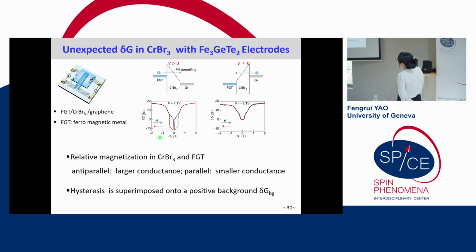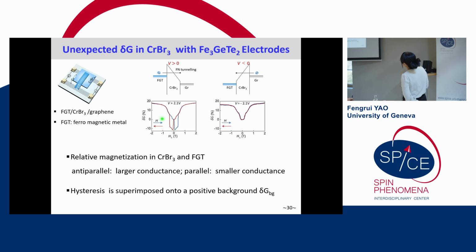be spin polarized. That's why we see the hysteresis here when we sweep the magnetic field up or down. This hysteresis is caused by different switching fields of FGT and chromium bromide. When these 2 materials' magnetic moments are parallel, the conductance will be lower, and when the magnetic moments are antiparallel, their conductance will be larger. This is called the spin-valve effect. When we inject current from graphene side, since graphene is not spin polarized, we didn't see the hysteresis.